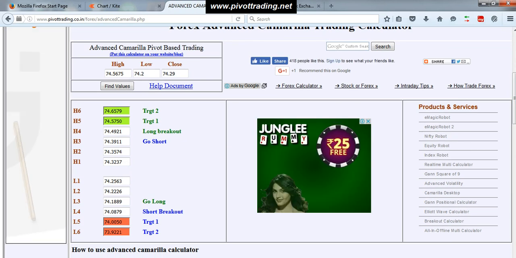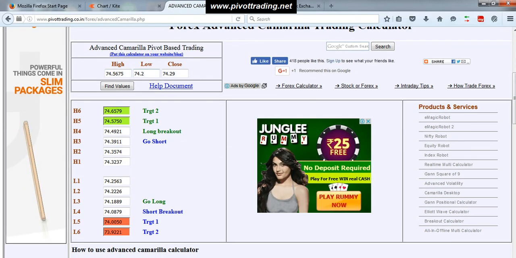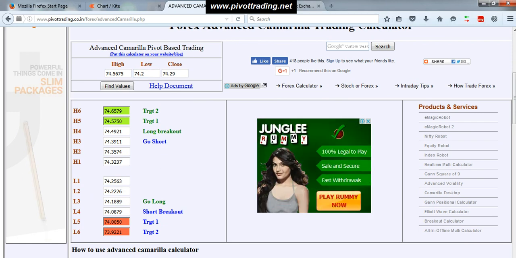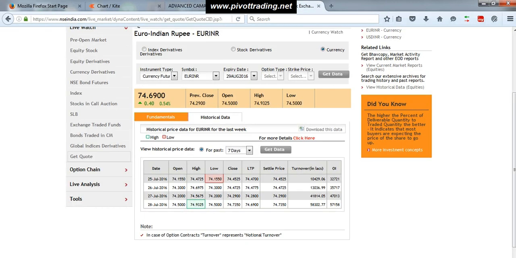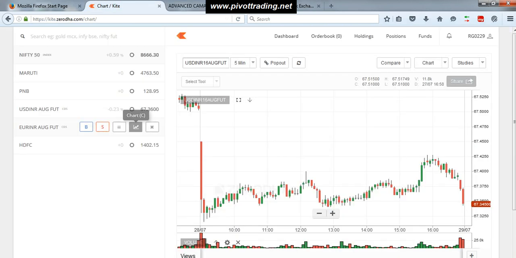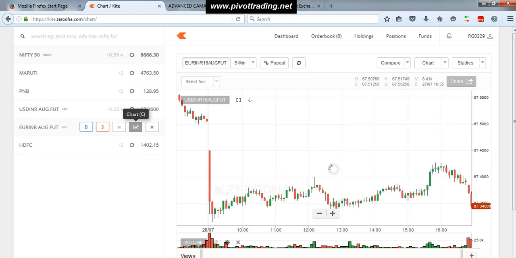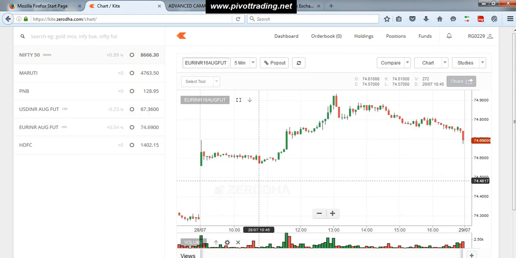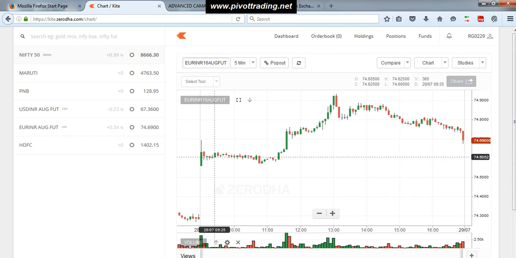These are the levels for the Euro INR. I have entered its high, low, and close as per this particular data. For the 27th of July, I have entered this data and I have got these levels for today. Now I will see the price of Euro INR at 9:30 to 9:40. So I'm opening its chart at 9:30 to 9:45. This is 9:30, 9:39, somewhere between 9:30 and 9:40.